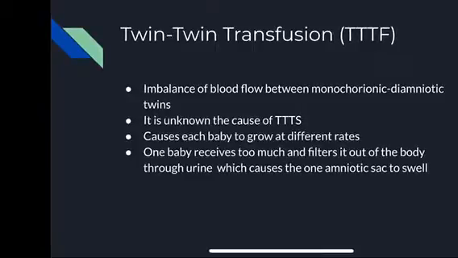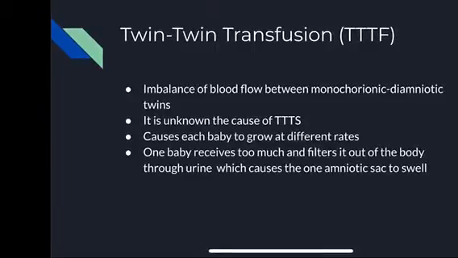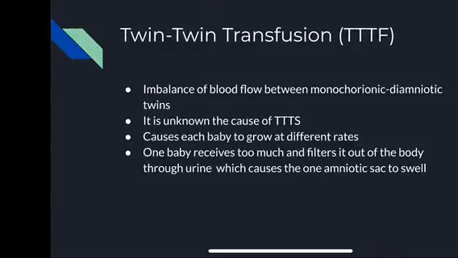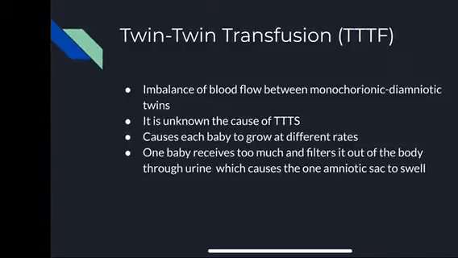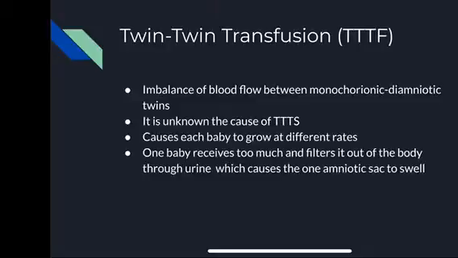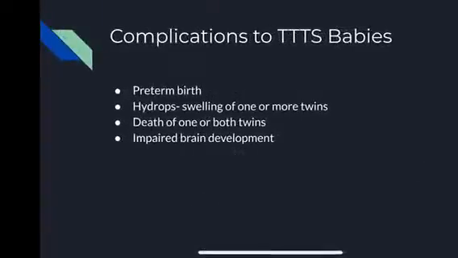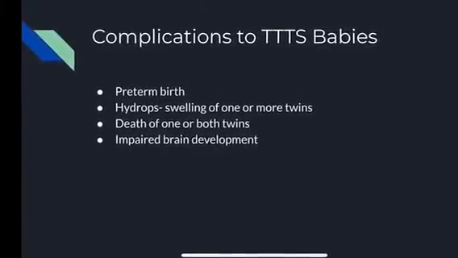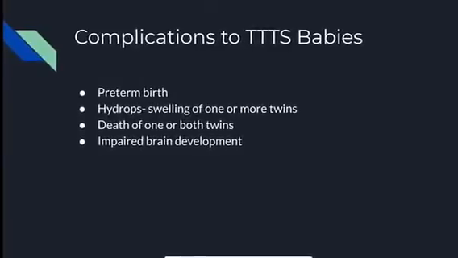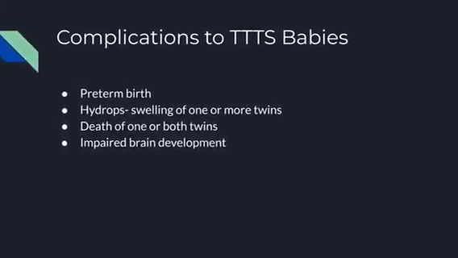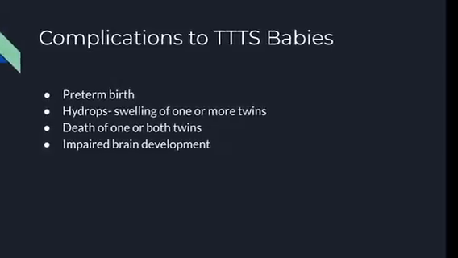The baby who is receiving excess fluid filters it out through urination, which causes their amniotic sac to swell. This can squish the other twin who is already weak and is struggling. Complications that come with TTTS are preterm birth, hydrops, which is the swelling of one or both twins, death of one or both babies, or impaired brain development.